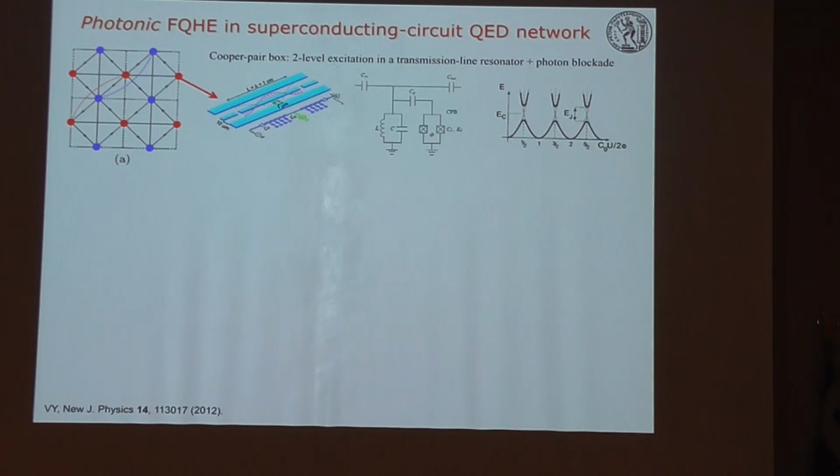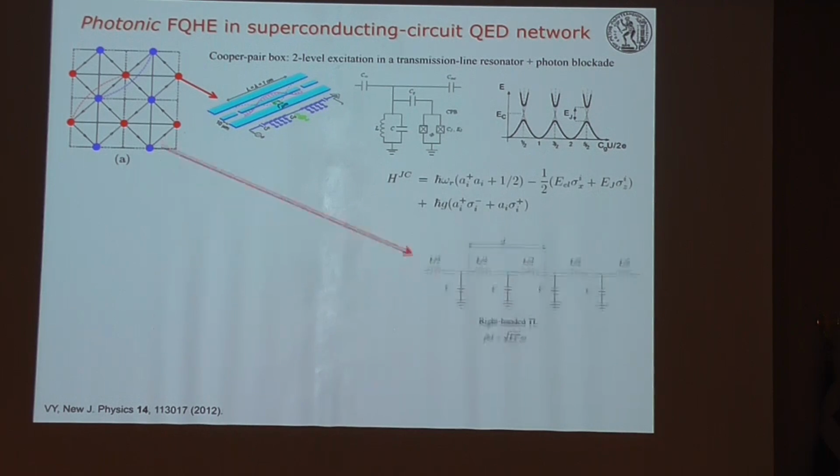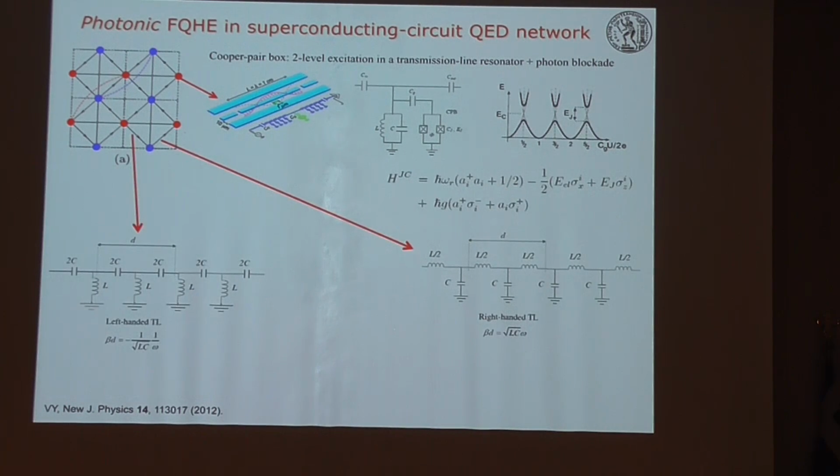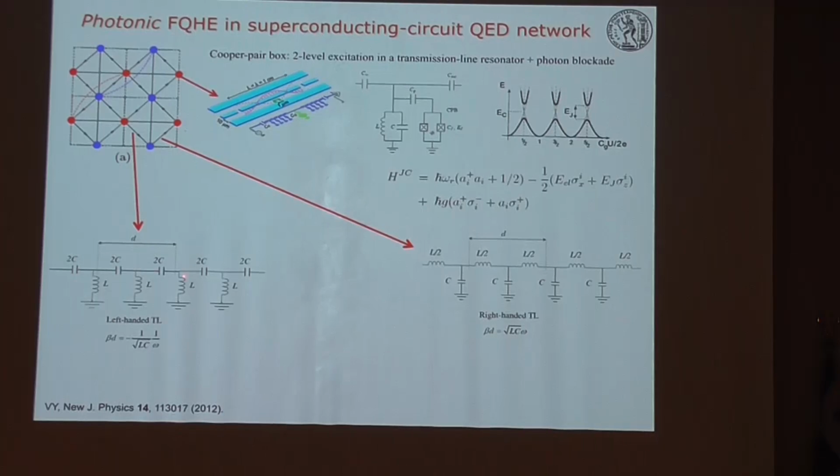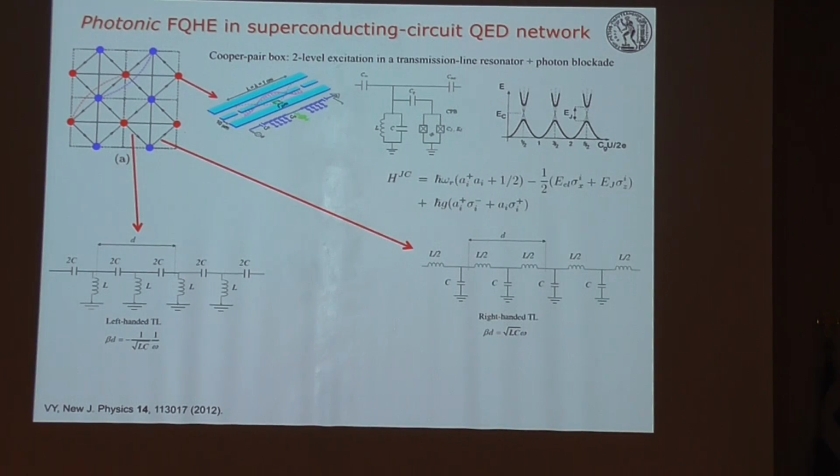The tricky thing here is how one can actually put positive and complex phases in the first neighbor hoppings. One way to do this is to use the so-called microwave metamaterials in the form of transmission lines. So these are two typical configurations of transmission lines with capacitances and inductances.